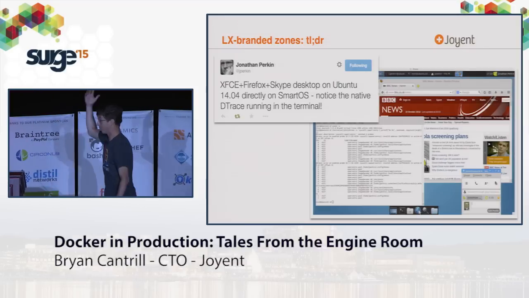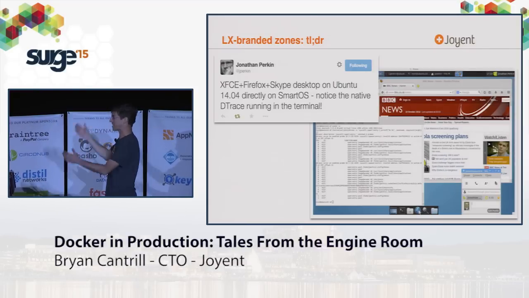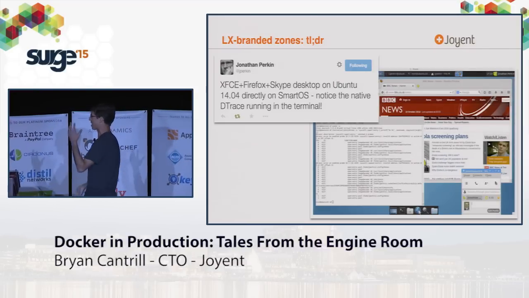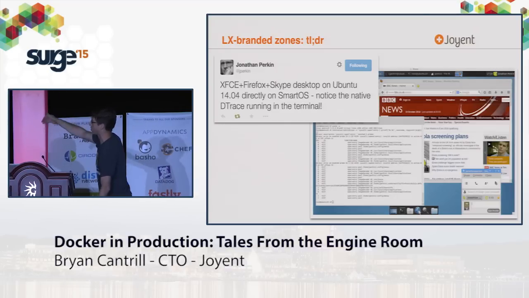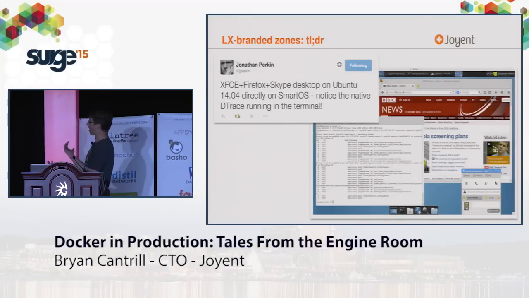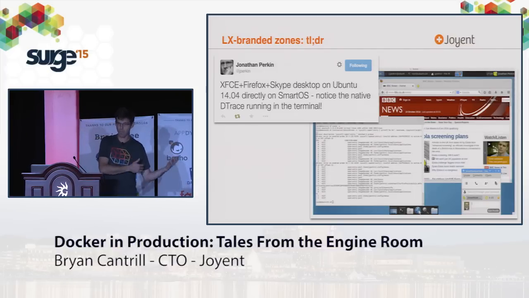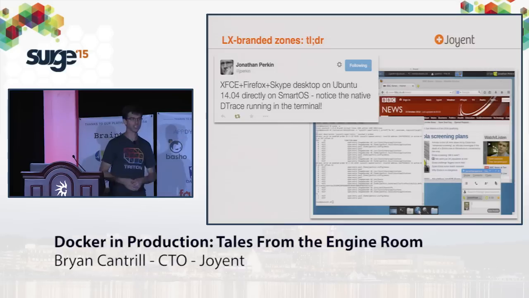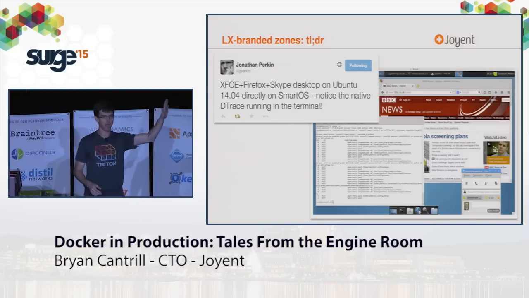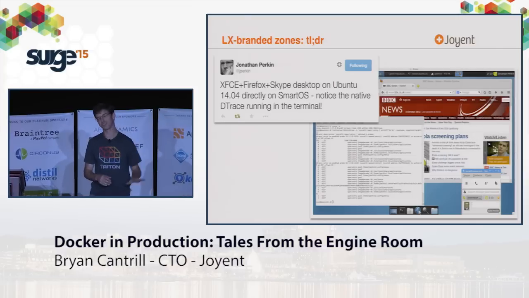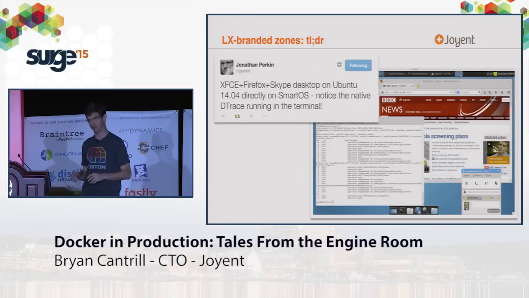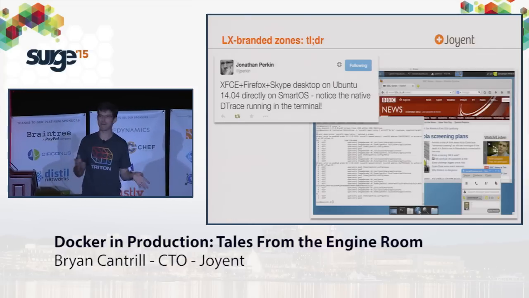This is a tweet from a long time ago. It was a year ago. Of XFCE, I guess that's a thing. Firefox, Skype, running on Ubuntu 14.04 directly on SmartOS, running DTrace alongside it, getting all the SmartOS advantages. And we thought, wow, this is going to be a pretty big deal for people, because others saw what we saw, which is, I want to have my binary ecosystem for Linux, which, let's face it, is a euphemism for being able to Google your problem. I get it. You want to be able to Google a stack trace.